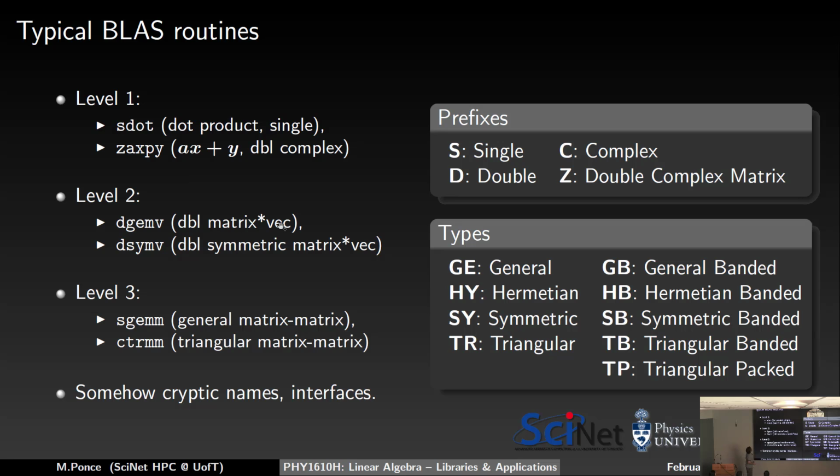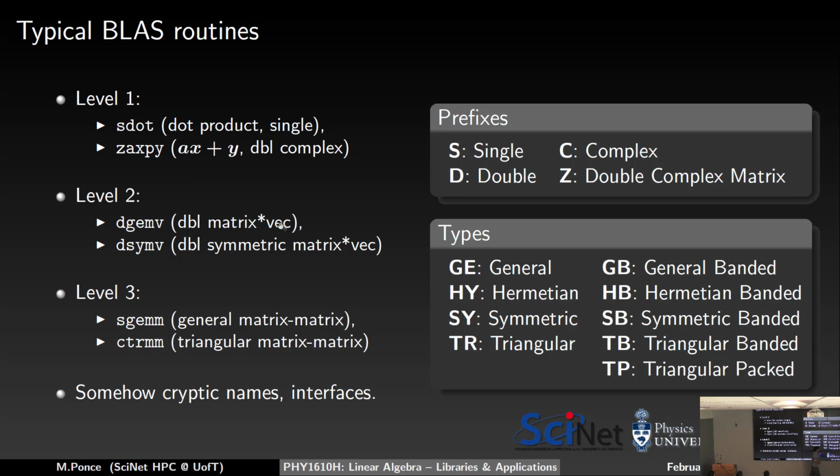The level 2 type of operations or routines are matrix vector multiplications. So initially you have vectors, basically level 1. Level 2 is matrix vector, and here D stands for double again. GE in this case is now a general matrix.